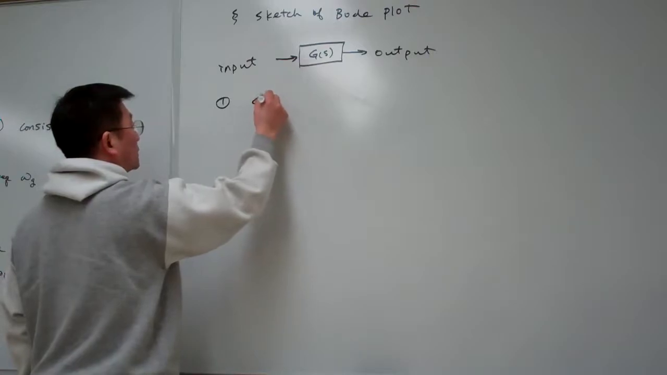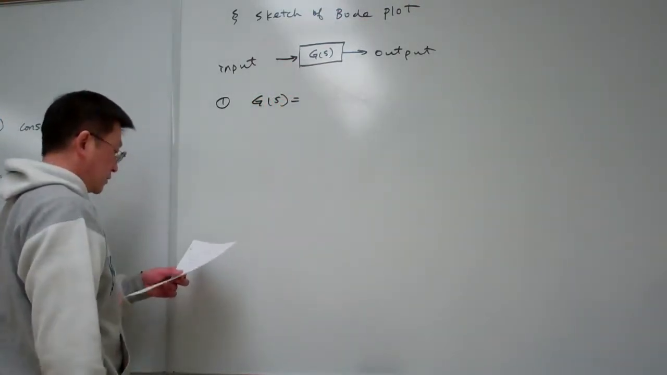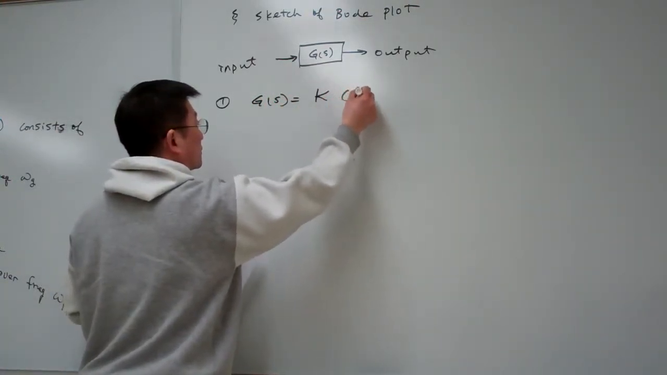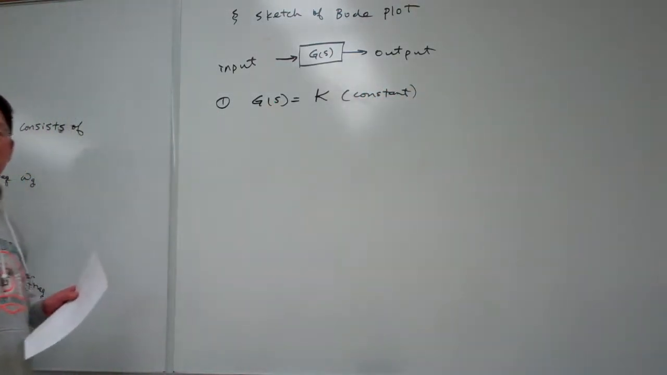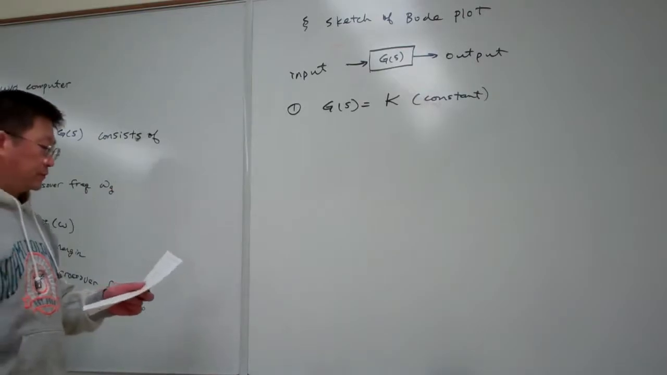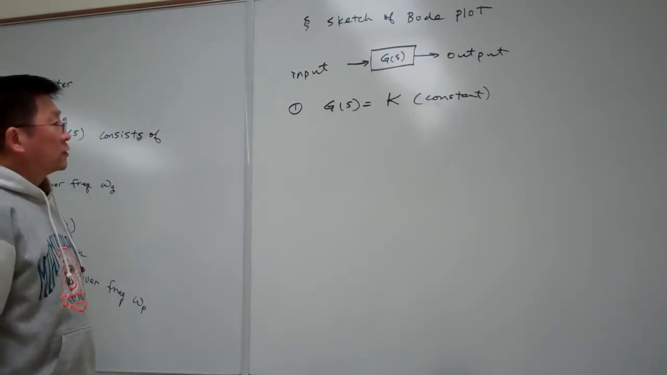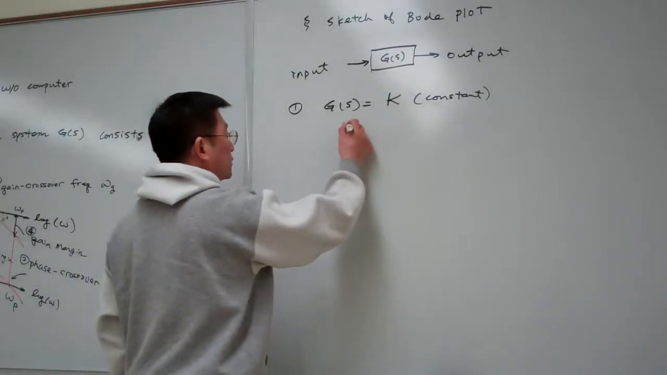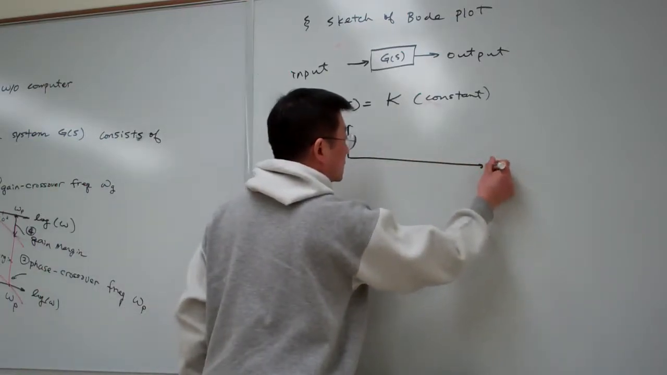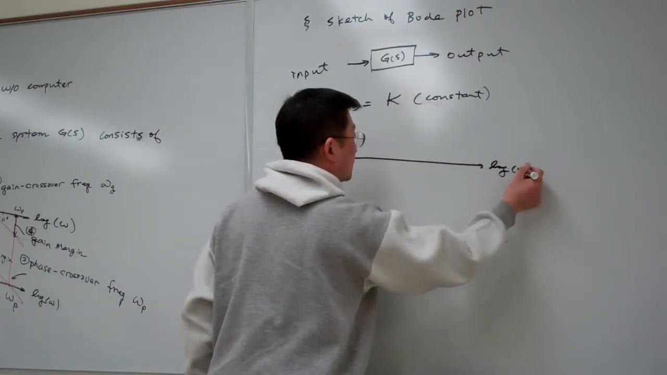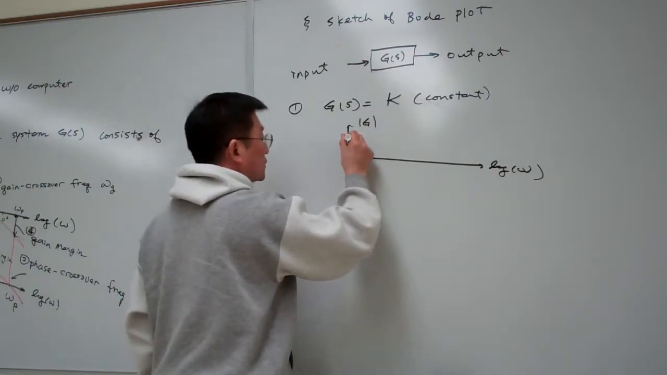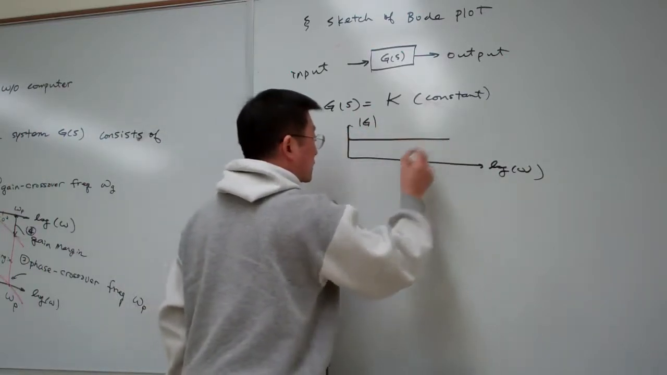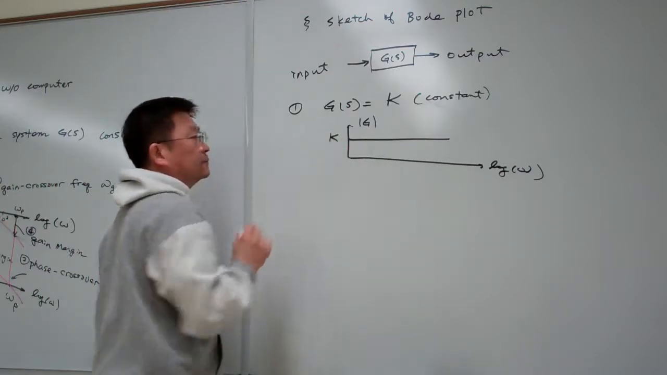So the first one, say G(s) equal to simply a constant. So that is a constant gain for these systems. So the magnitude we simply plot, this is the log scale omega, and this is the magnitude. For this case, it's pretty straightforward. It simply is a constant gain here.